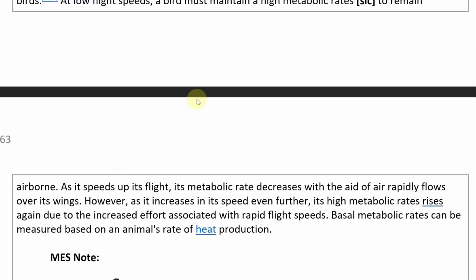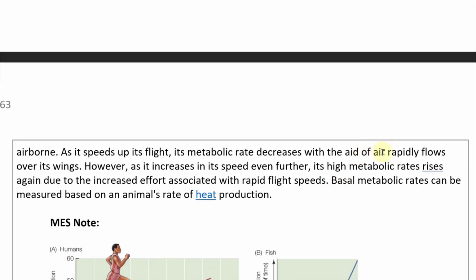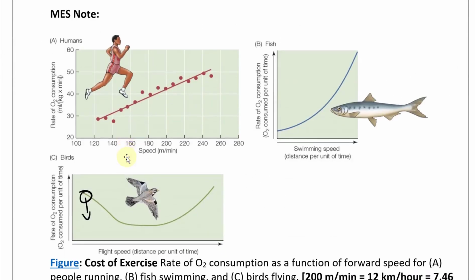Then as it speeds up its flight, its metabolic rate decreases with the aid of air rapidly flowing over its wings. When it goes pretty fast, you'll have a lot of lift, allowing it to rise upwards. As the wind pushes on it, the air is helping it rise, so it doesn't use that much energy. But if it wants to go even faster, it's going to have to input a whole lot of energy to speed up faster and faster.